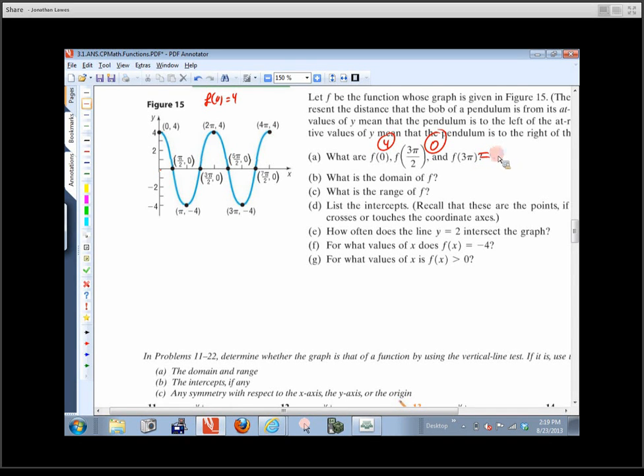What'd you get? -4. It's right here, right? Okay. What is the domain? What is the domain of f? What are the x's that you can plug in?